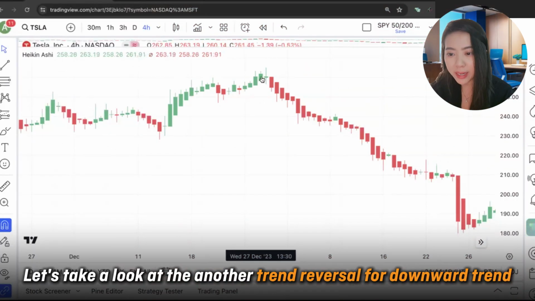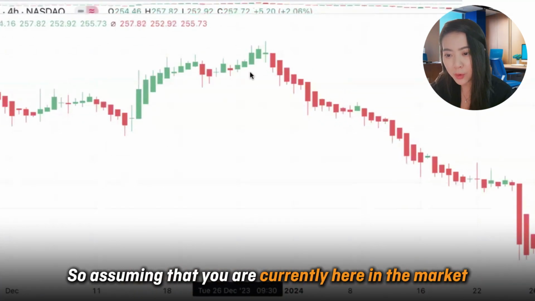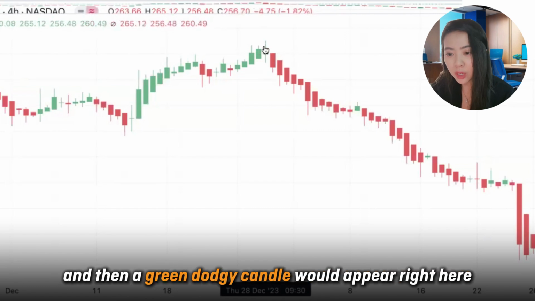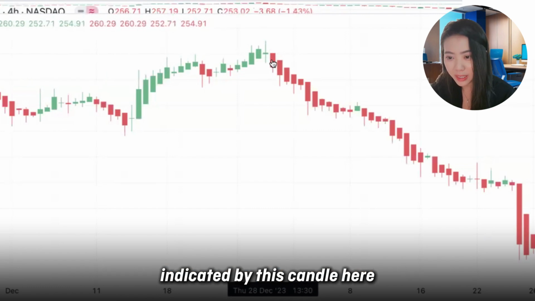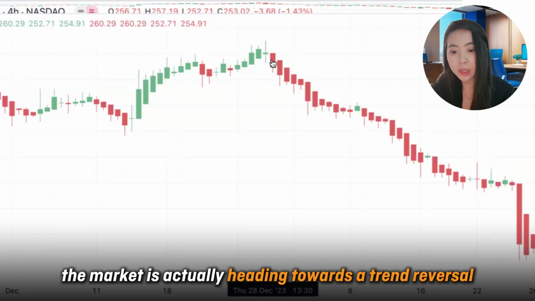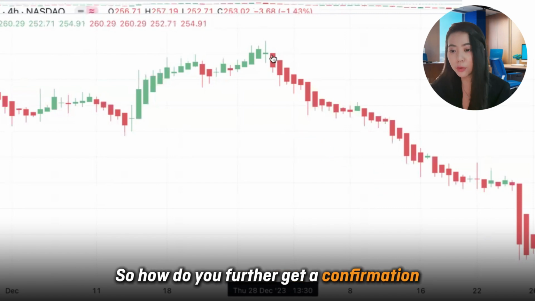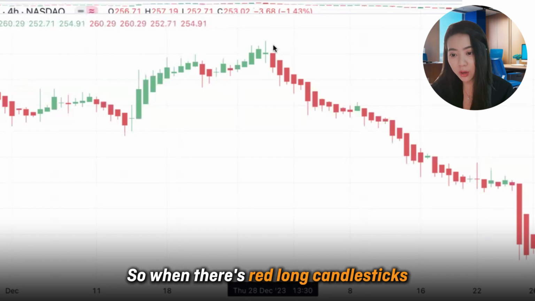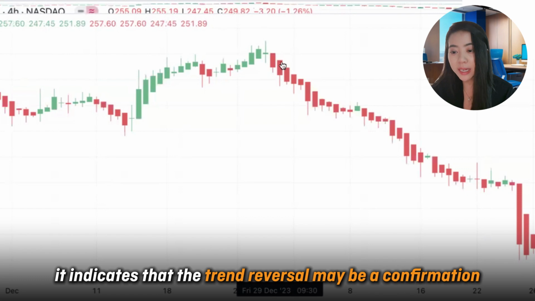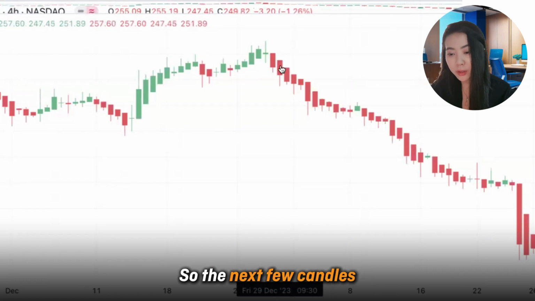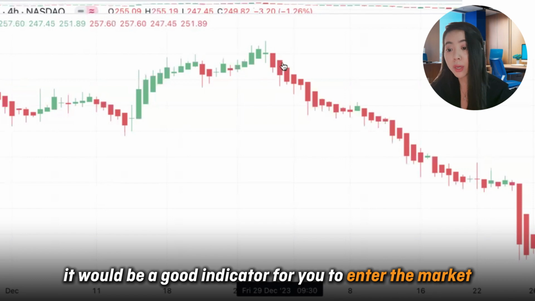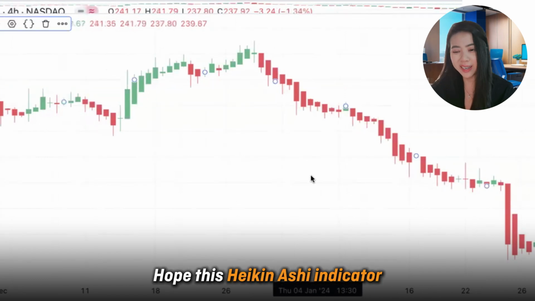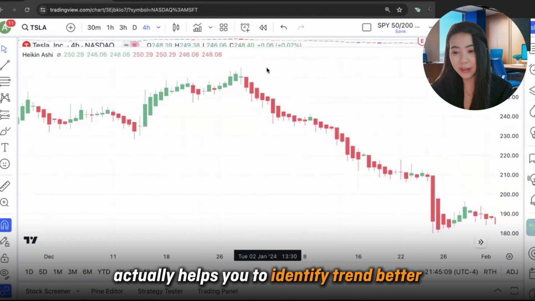Let's take a look at another trend reversal for downward trend. Assuming that you are currently here in the market and then a green doji candle would appear right here, indicated by this candle here, it would likely indicate that the market is heading towards a trend reversal and a downward trend may occur. How you further get a confirmation is by looking at the next two candlesticks. When there are red long candlesticks without upper wick, it indicates that the trend reversal may be a confirmation. So the next few candles would be a good indicator for you to enter the market for a short position.